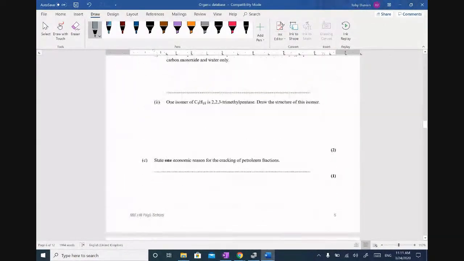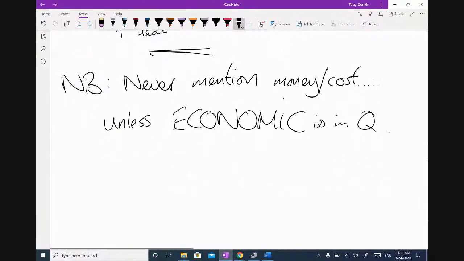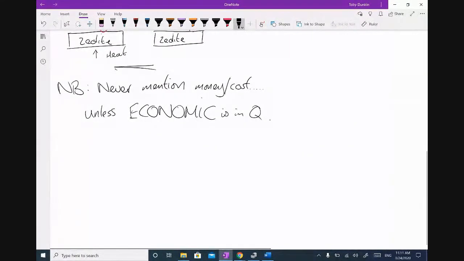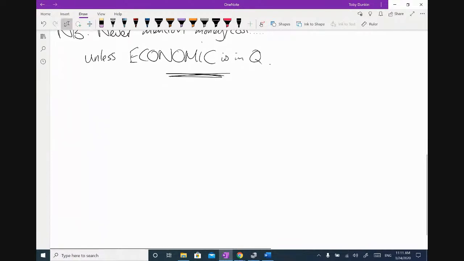Anyway, so going back to this. Okay, so now that we've covered catalytic, we now need to talk about thermal. Thermal cracking.